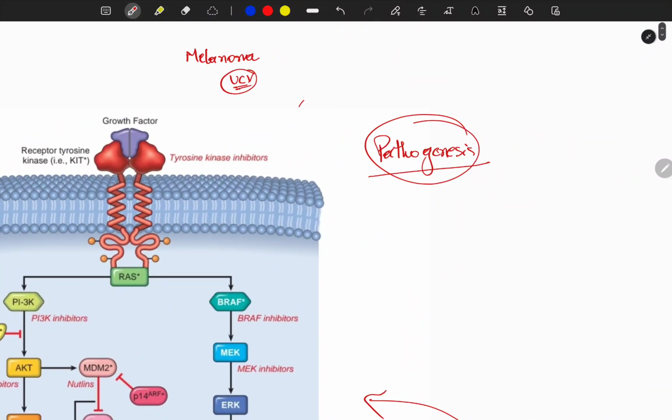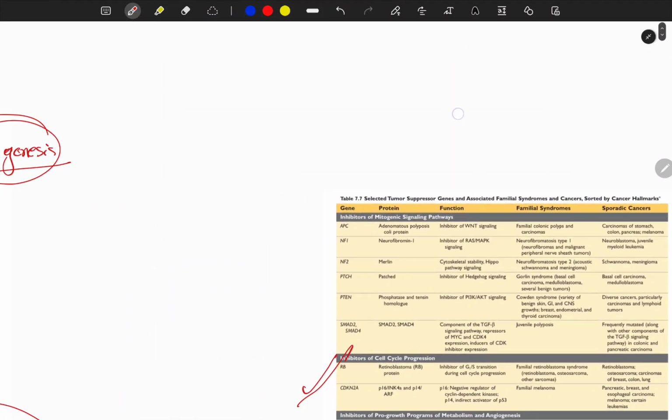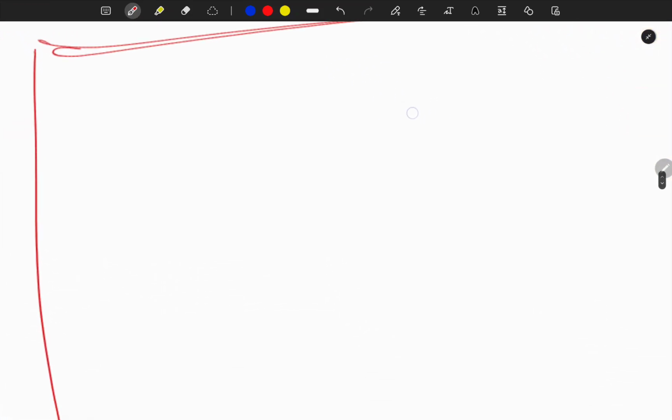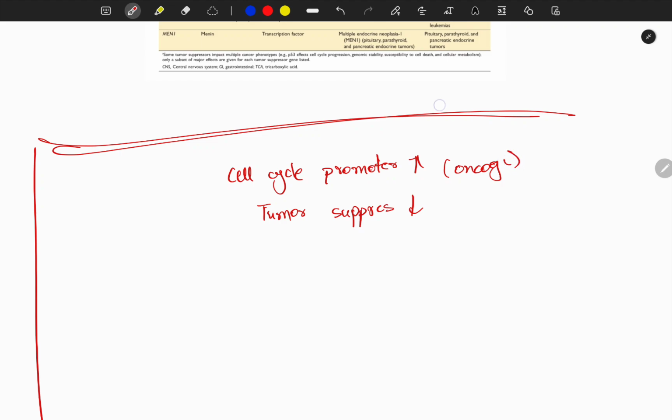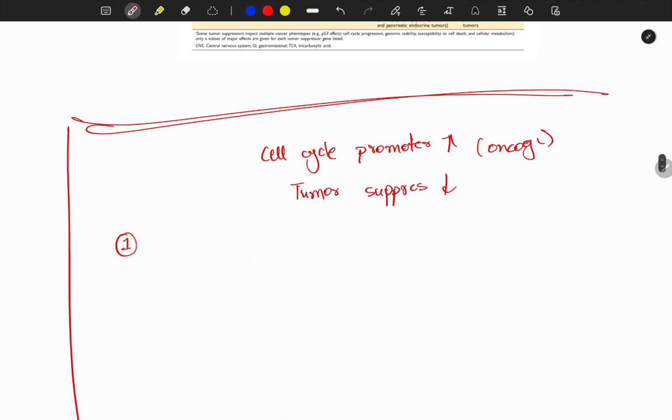Before all this, we have to learn about the ways it can come about. Obviously, either your cell cycle promoters will be increased, or else your tumor suppressor genes will decrease. Basically, oncogenes are increased. So your first one is a tumor suppressor gene.